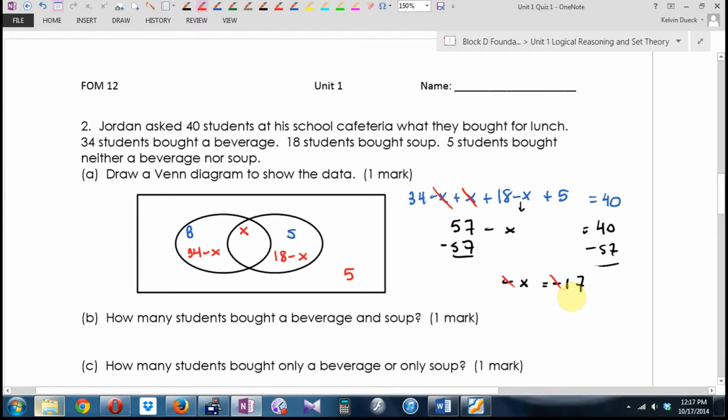Hannah, what's x? X is the same as what? Nice and loud for a reason. What can I replace every x with? 17. So wherever I see an x, what can I write instead? 17. Okay, this is important. What that means is this, kiddo. 17. Right? 18 take away 17 is 1. 34 take away 17, also 17, I think.